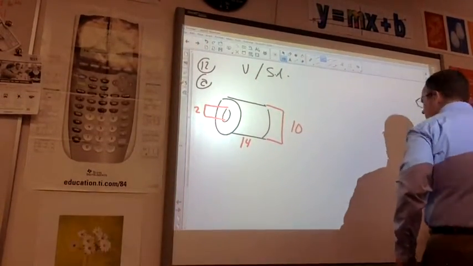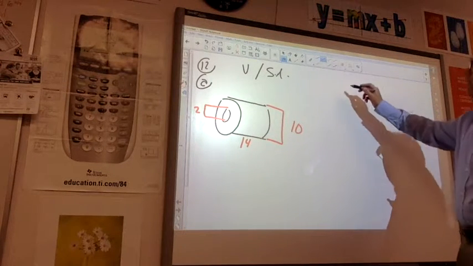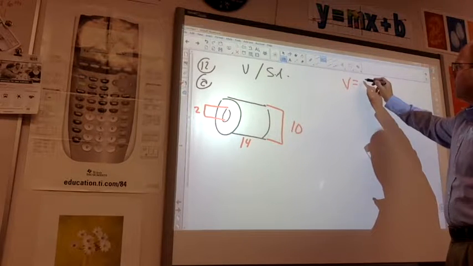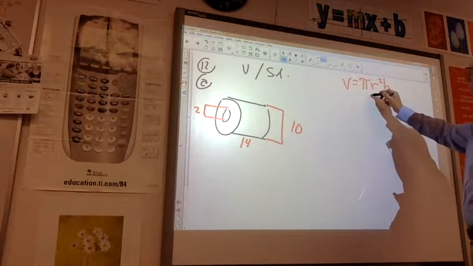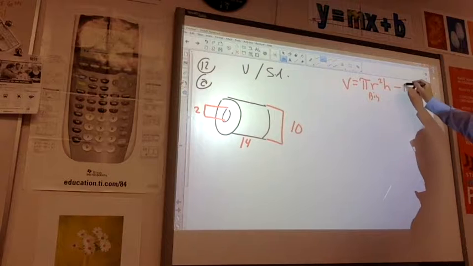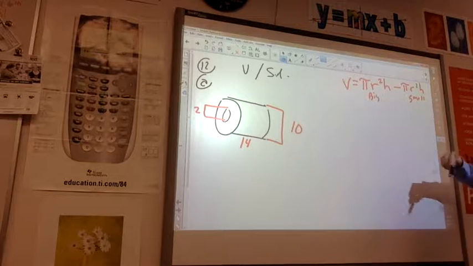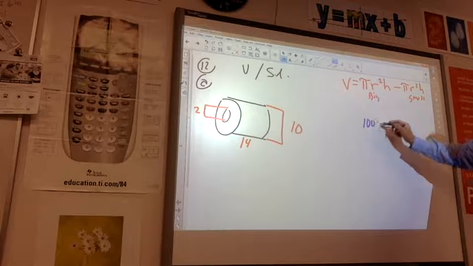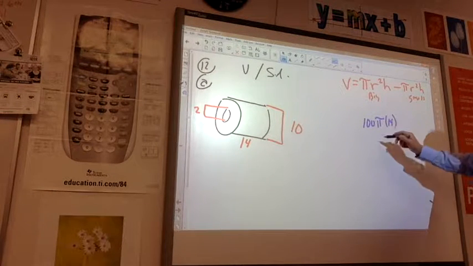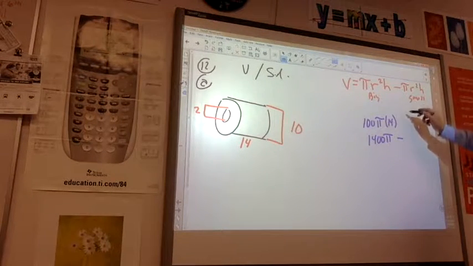So if I want to find the volume of it, I need to find the volume of the two cylinders and subtract them. Is that okay if I say that? The volume is pi r squared height, and so that'll be for the big, and then minus pi r squared height for the small. Is that all right? How much do I need to work through? Let's see, for the big, I get 100 pi times 14. So that gives me 1400 pi minus pi r squared on, let's see, that's going to be what?